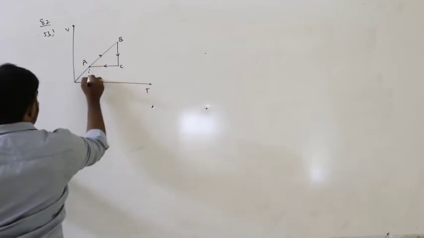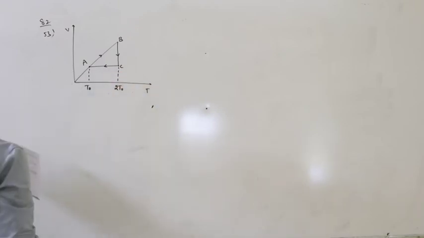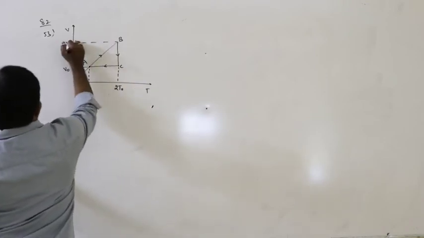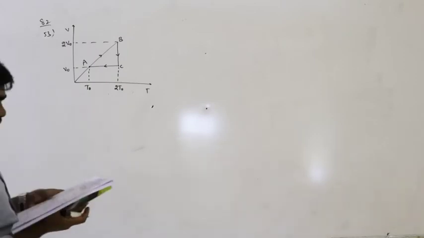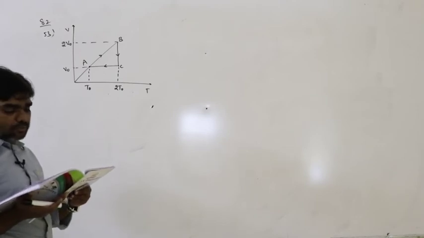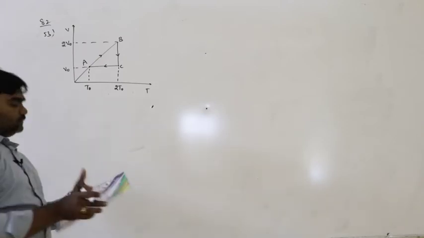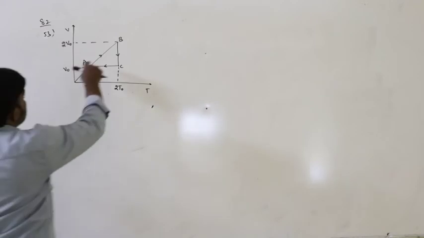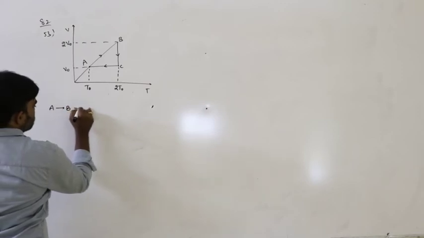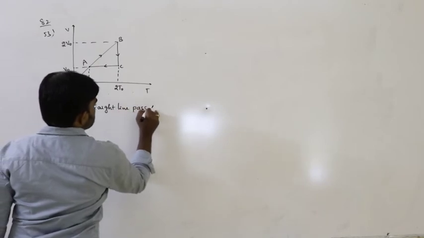Here it is given T naught and 2 T naught, and V naught and 2 V naught. An ideal monoatomic gas undergoes a cyclic process as shown. The ratio of the heat absorbed during AB to the work done on the gas during BC, that's what we have to calculate. AB process, so here A to B. What is the shape of the graph? Straight line passing through origin.